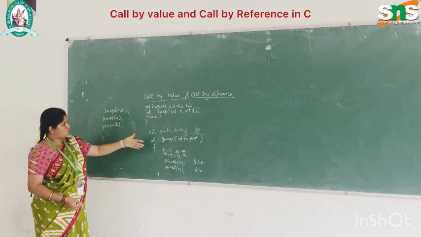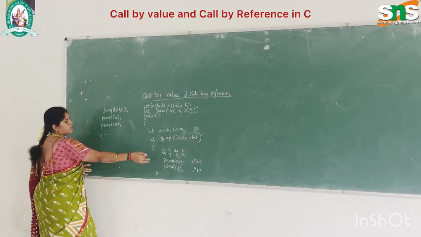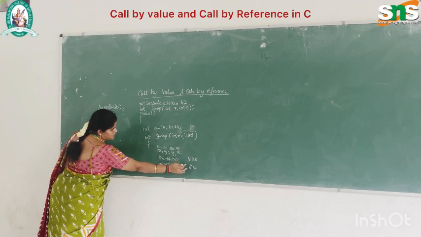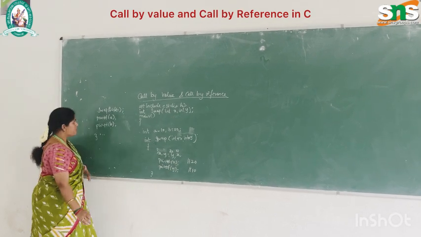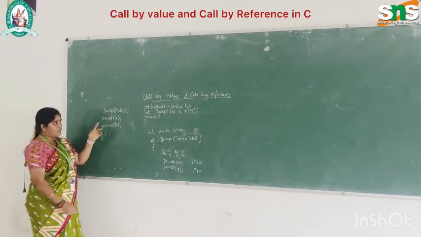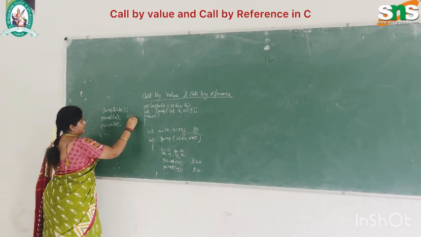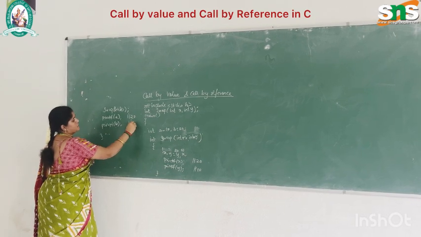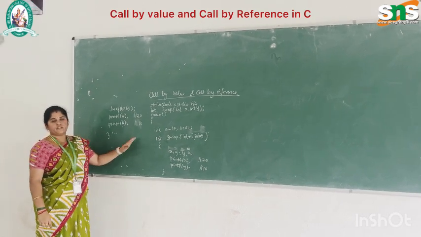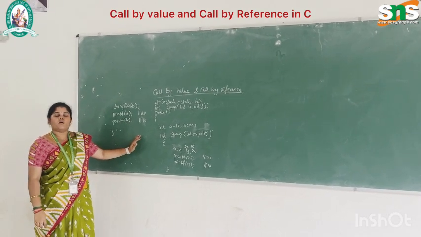Passing the values is all the same. Printing x gives 20 and printing y gives 10. But in case of printing a, it is replaced as 20, and printing b is replaced as 10. So this is the main difference between call by value and call by reference.